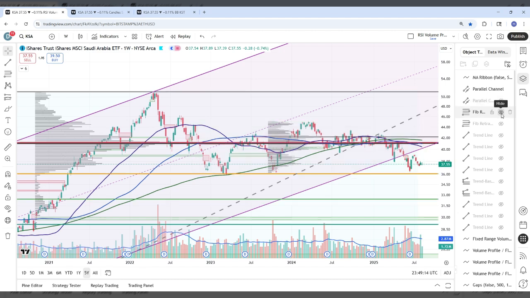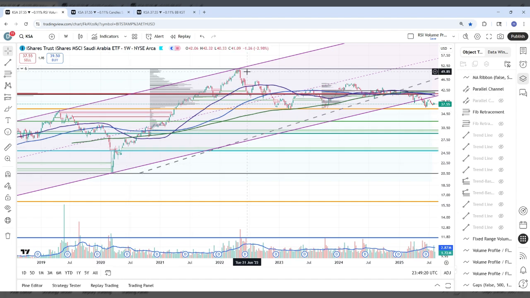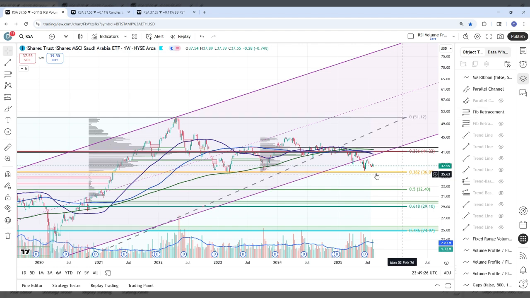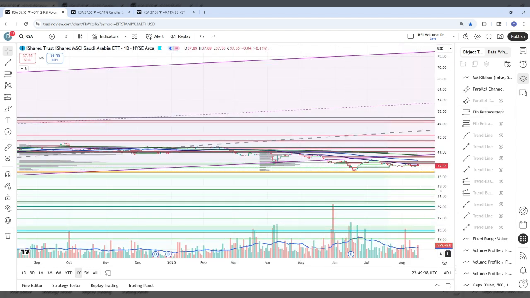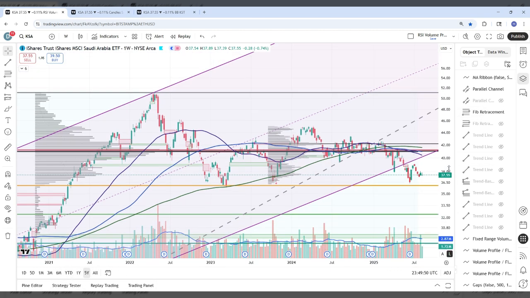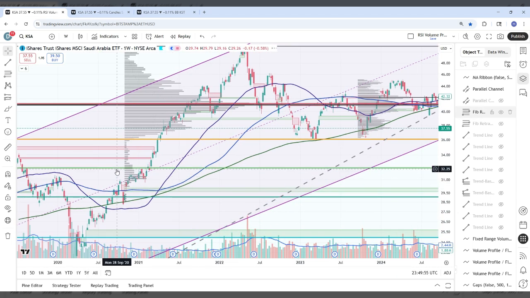If I do a full fib retracement, so this whole run up here, you can see that we've been banging off this 382 line, and the 236 is our point of control. So again, we are bouncing off this on the weekly. We need to cross over this 50 moving average, which we are bouncing off as of Friday today. And you can see that the 0.5 is relevant across time.